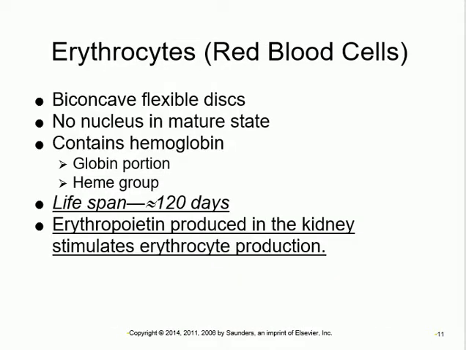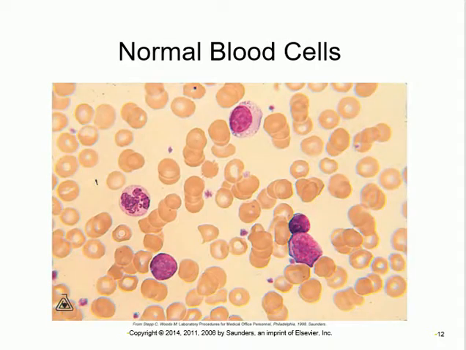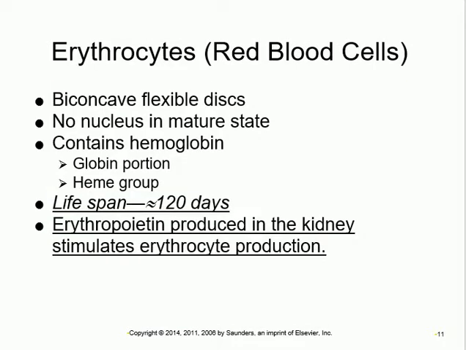These are the normal red blood cells. And the normal red blood cells look like this. If you see, it's biconcave. Here is one side and the other side is the same thing, biconcave. And it does not have a nucleus, and it does have hemoglobin. Okay? Are we following so far? Red blood cells contain hemoglobin. What's the hemoglobin?